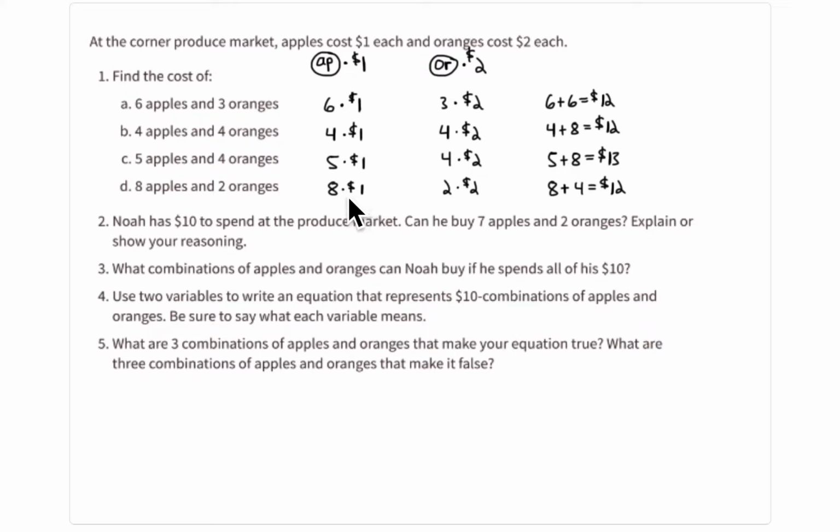It's going to be, you have 8 apples times $1 per apple. So that's going to be $8 plus 2 oranges at $2 per orange. That's going to be another $4. So you have to pay the cashier $12.